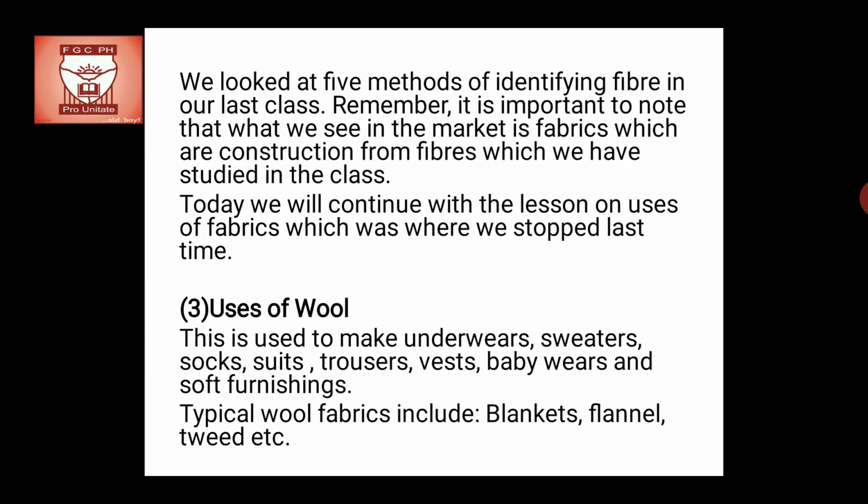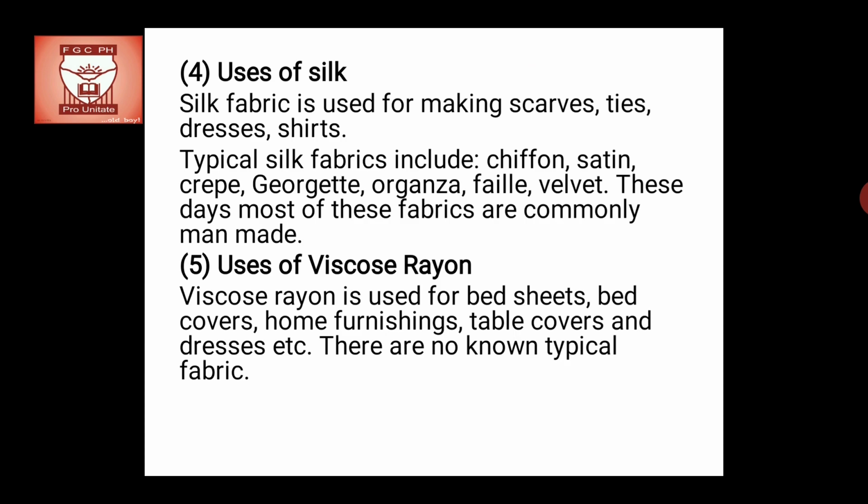Now we have some typical wool fabrics that you can see in the market. The first one, which all of us know, is blankets. Blankets are typical wool fabrics. There's one we call flannel, and the one we call tweed. Tweed is the material that we use in sewing baby wears.